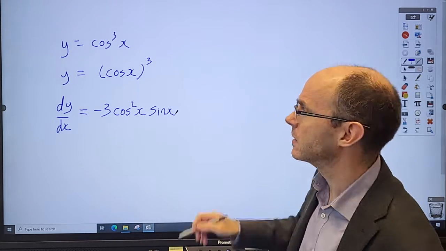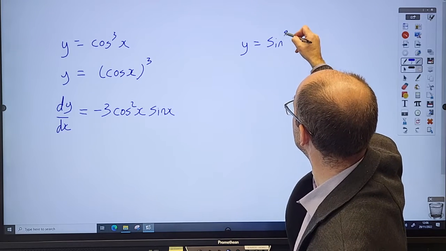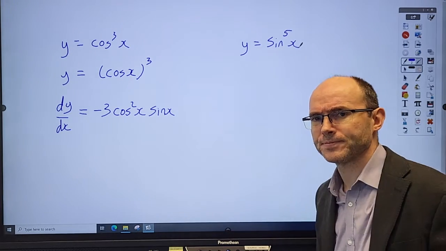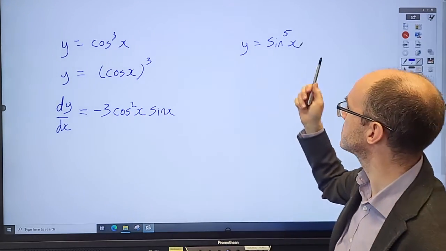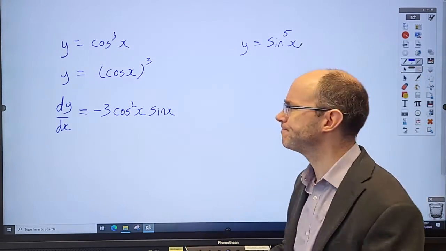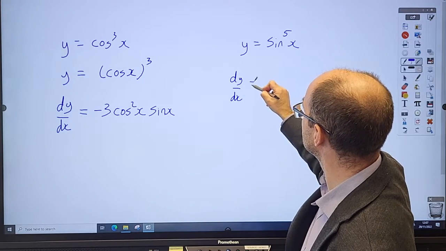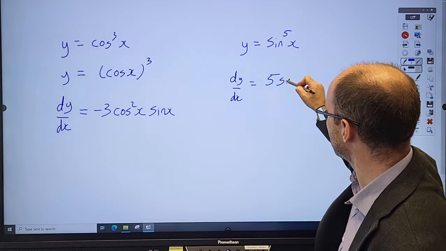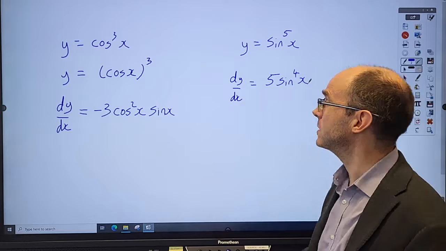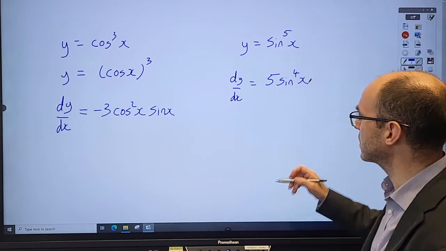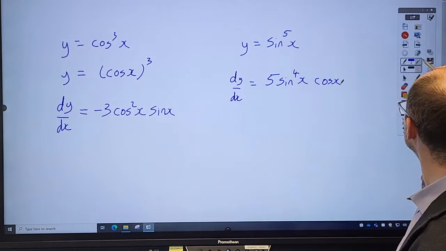Let's do another one, but this time let's do it in terms of sine. So sine to the power of 5x. This time we're going to do it without writing it out, but it is the same as sine x in brackets to the power of 5. When we differentiate that, bring the power down to get 5 sine to the power of 4 x, because you decrease the power by 1, and then you differentiate the sine x and you get cosine x. There it is. I'm hoping you're happy with that.